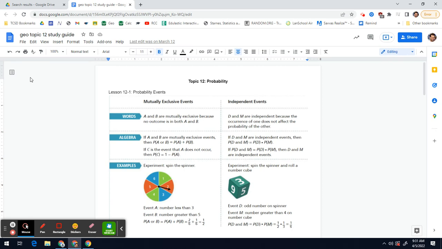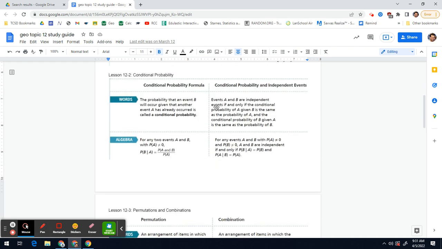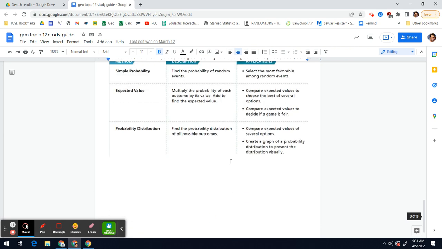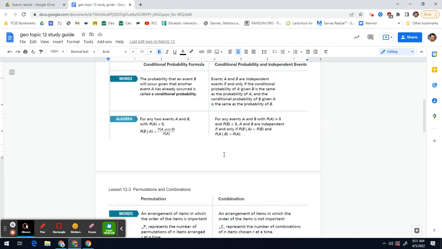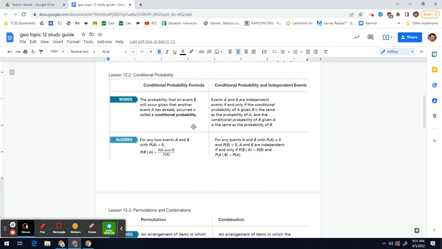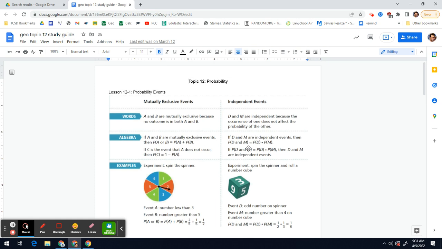Okay, and last but not least, topic 12, review on probability. We're just going to focus on the first two lessons. So if you look at your paper, I think I gave you 12.1 through 12.6, but you only need 12.1 and 12.2. So just these first two sections. All right, so this first section.